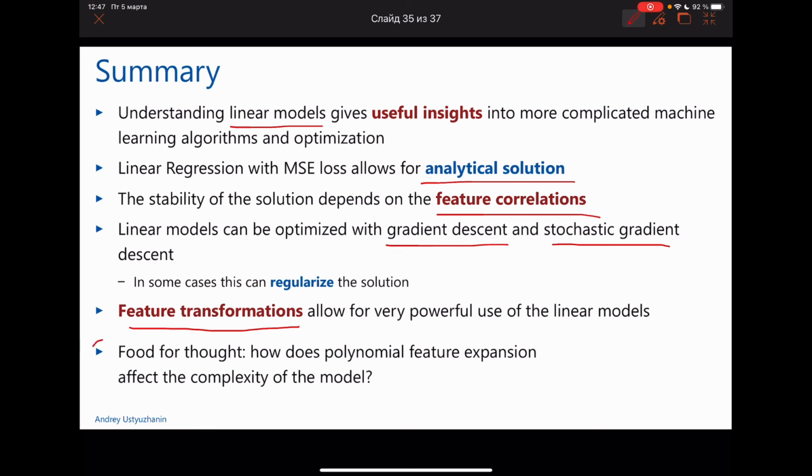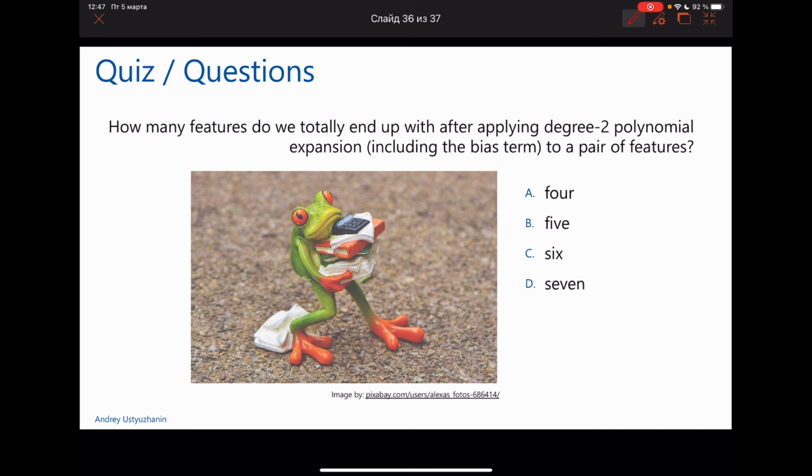So a small chunk of food for thought is the question: how does polynomial feature expansion affect the complexity of the model? And one more question for yourself to check your understanding of the things that you've learned in this episode.